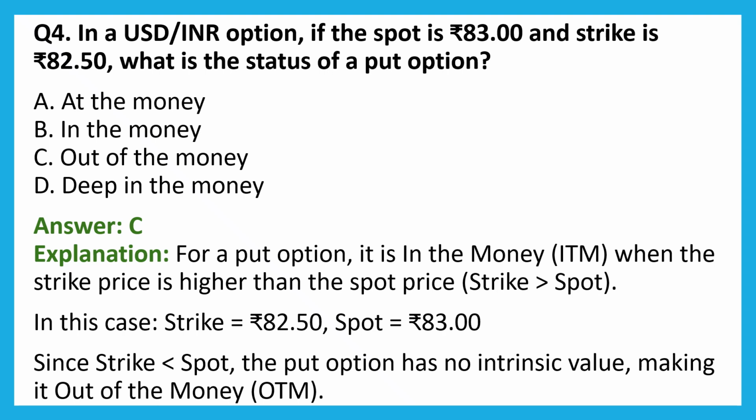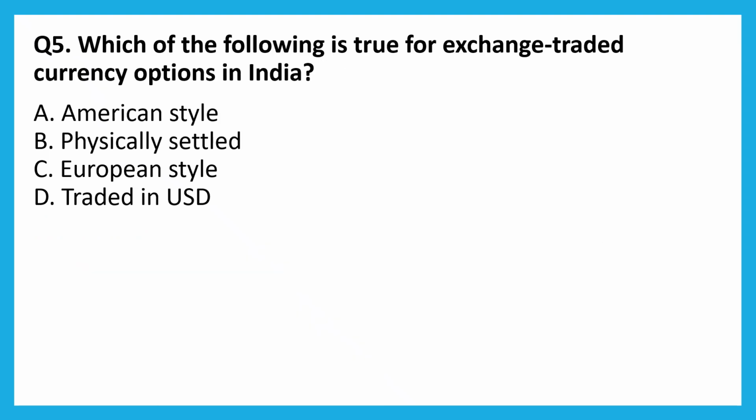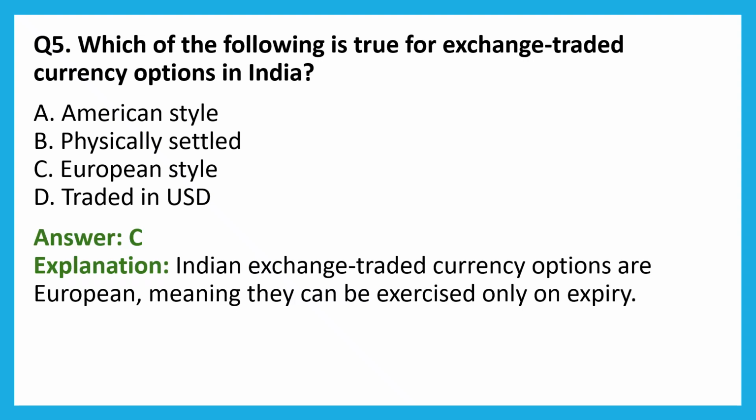Next question. Which of the following is true for exchange traded currency options in India? Option A American style, option B physically settled, option C European style and option D traded in US dollars. Correct answer is option C European style. Indian exchange traded currency options are European, meaning they can be exercised only on expiry.